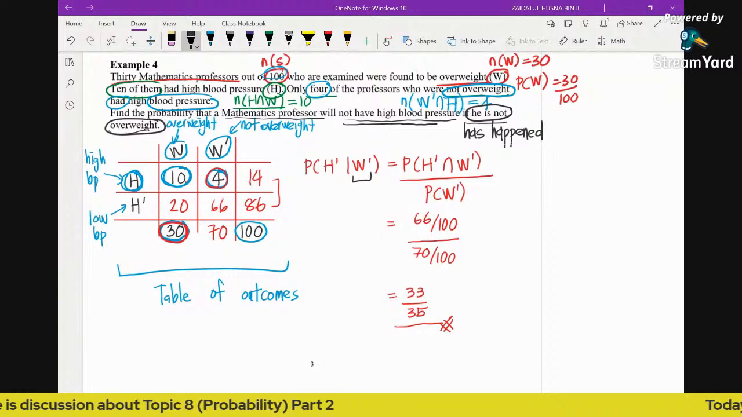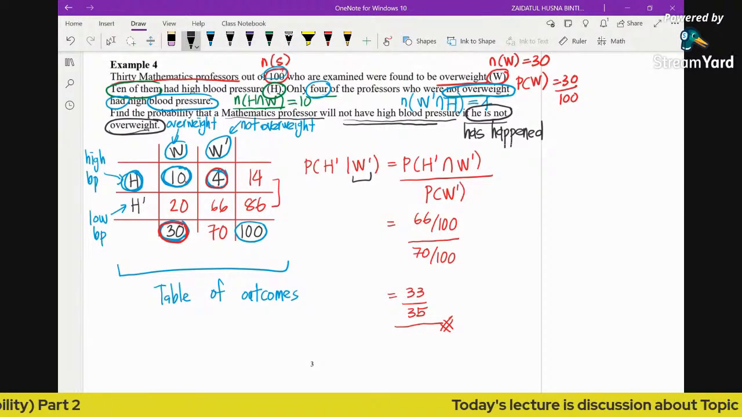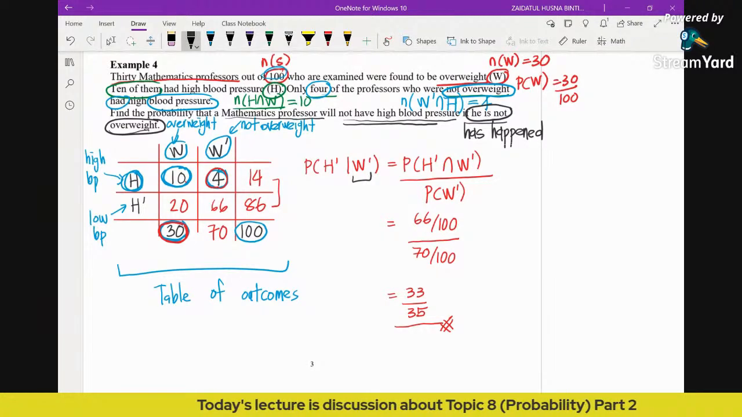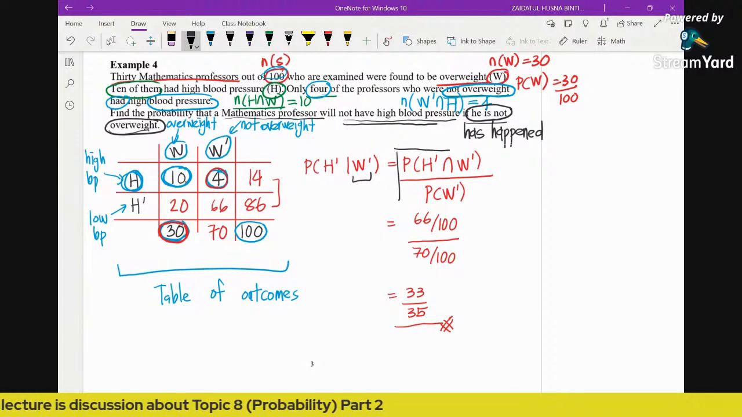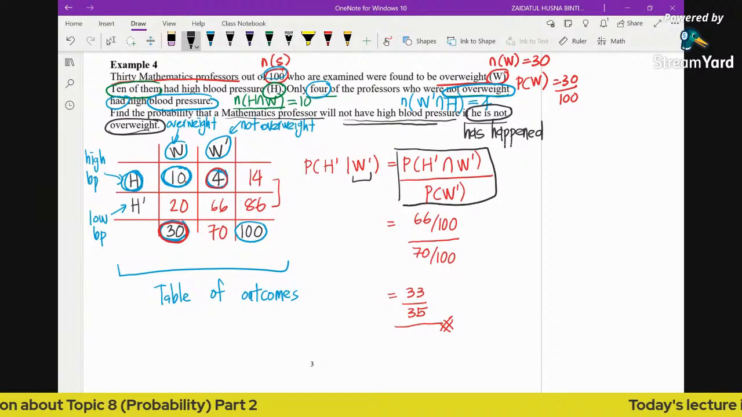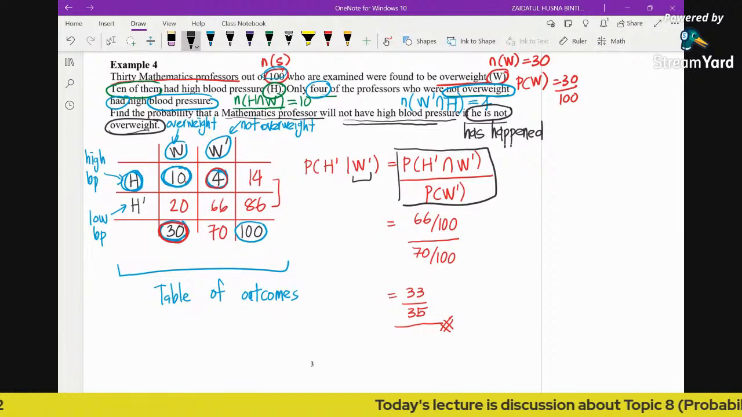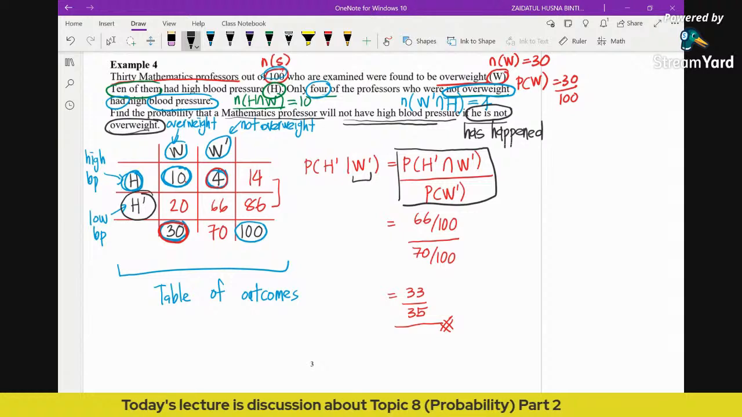So again, the event is denoted by H prime, right? So we are looking for the probability of H prime given W prime. In order to find this conditional probability, we are going to apply the formula. It's going to be the probability of H prime intersect W prime divided by the probability of W prime. Now where can we find the value? H prime intersect W prime.